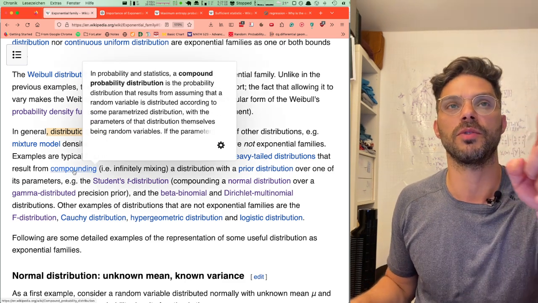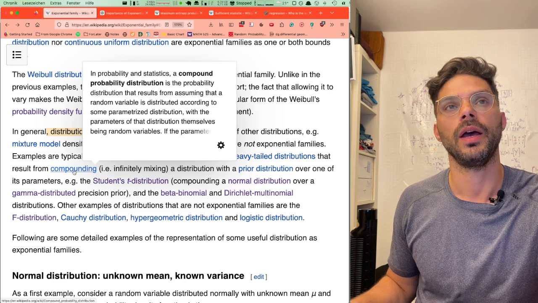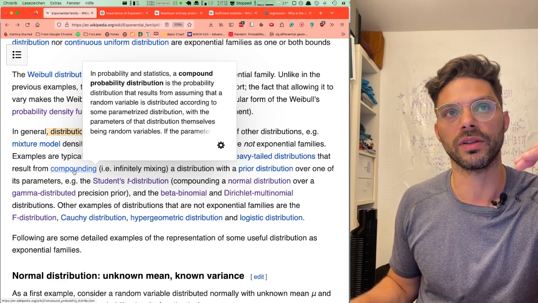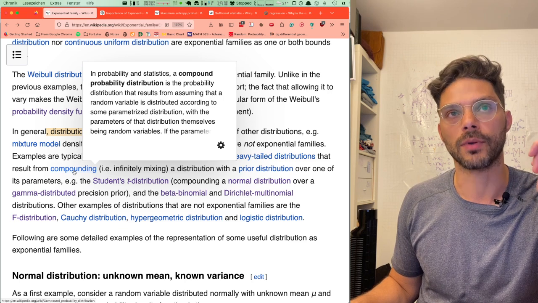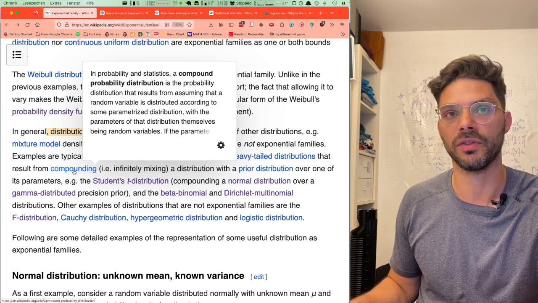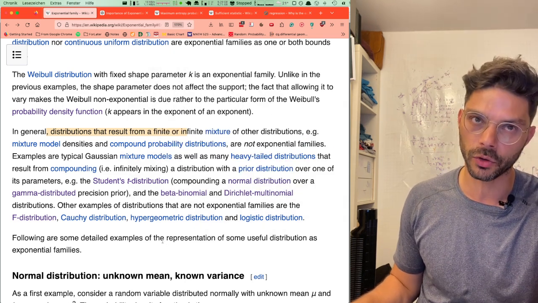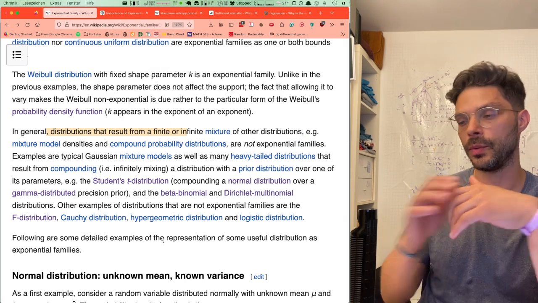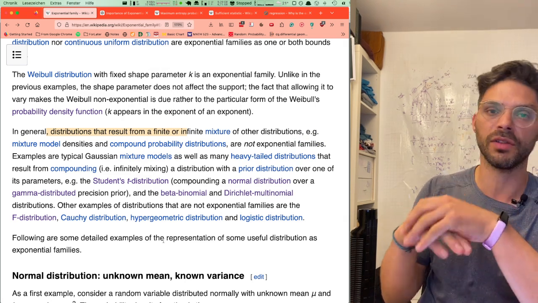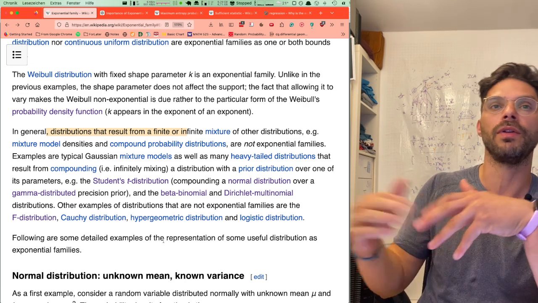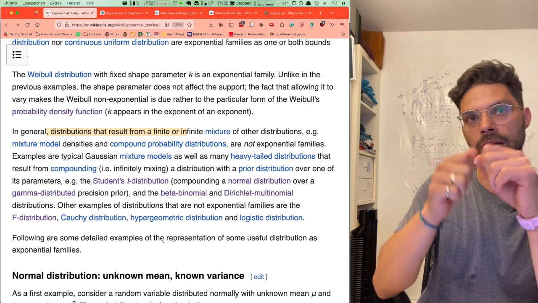It is a probability distribution that results from assuming that a random variable is distributed according to some parameterized distribution, with the parameters of that distribution themselves being random variables. So it's just a fancy way. Do you remember with the Student's t, we were integrating a normal distribution against the gamma distribution? We thought of the Student's t distribution as an infinite mixture of Gaussians with the same mean but different variances.